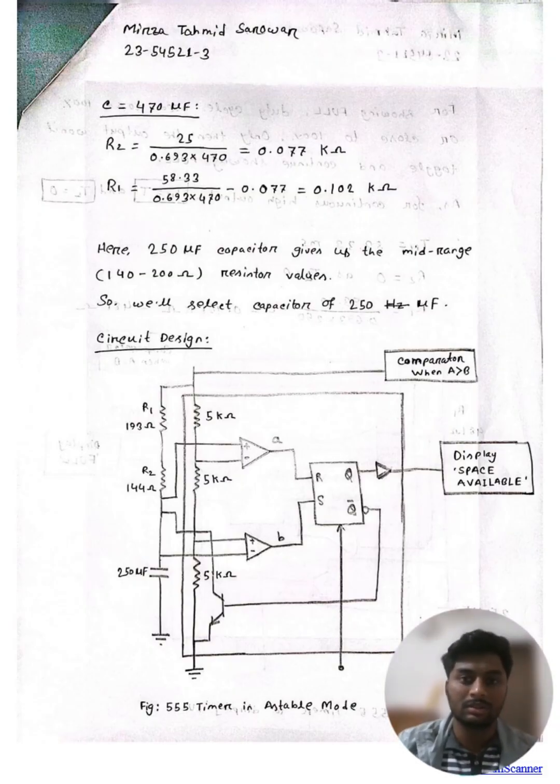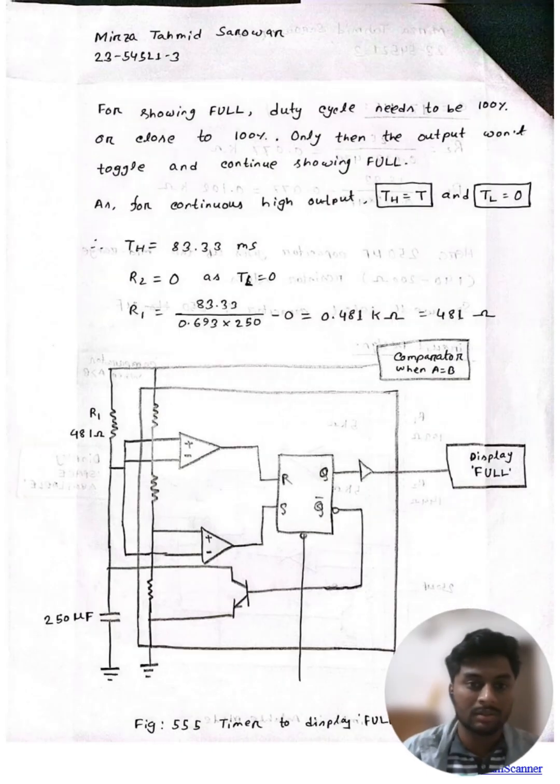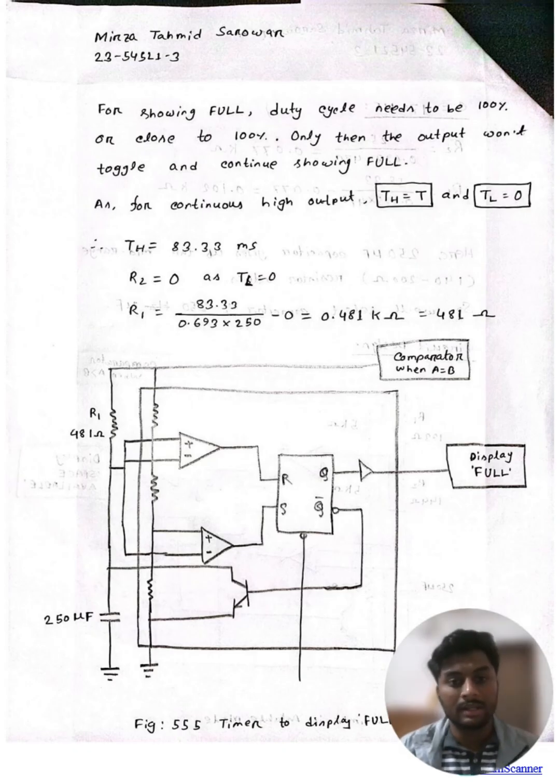Then the next process was pretty much easier. We just designed the 555 timer using those resistor values and capacitor value. Then another thing is, to show something continuously, the duty cycle needs to be 100% or close to 100%. So only then we can take the output. The output won't be affected or actually continue showing the text or anything like that.